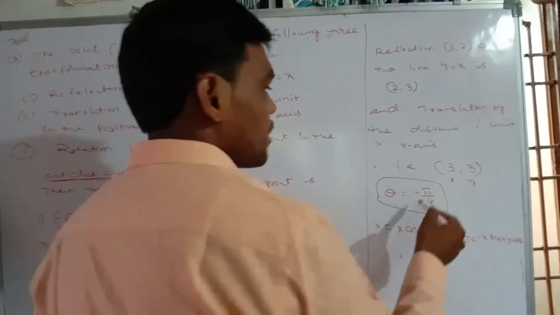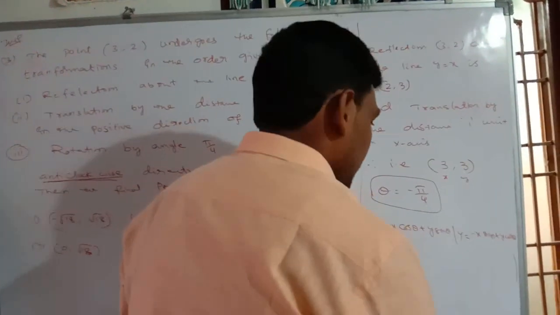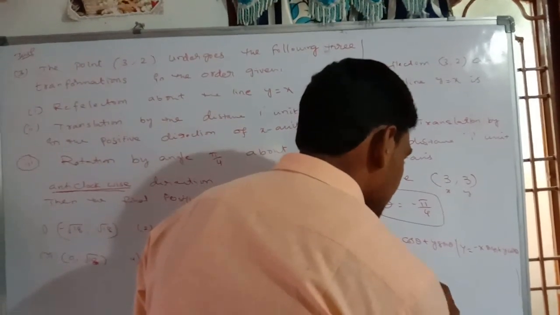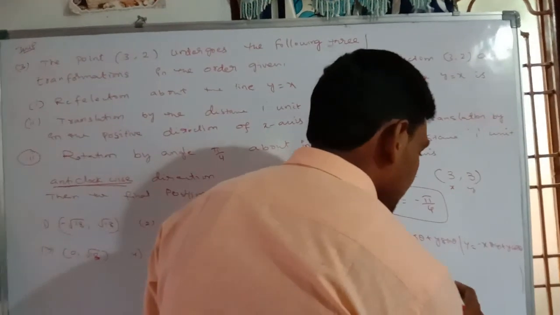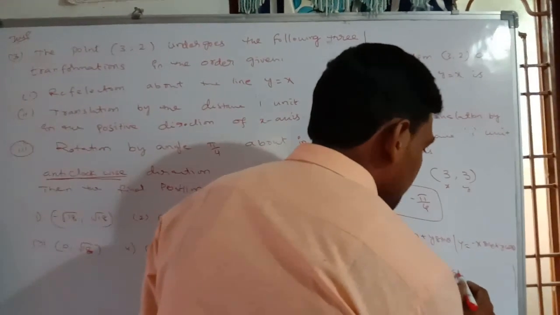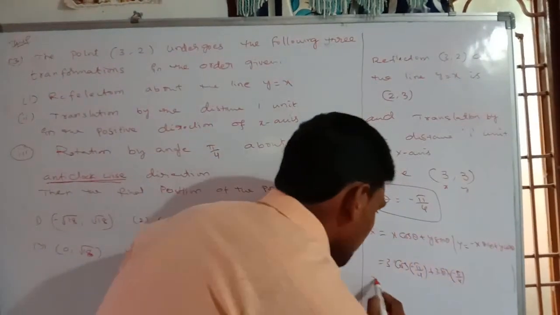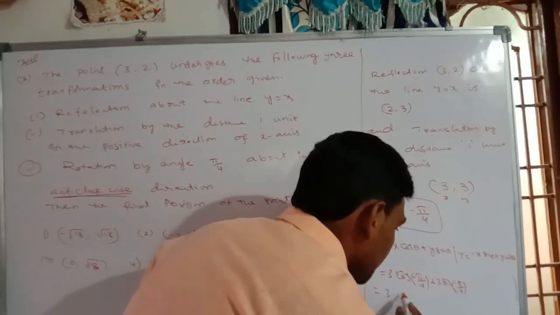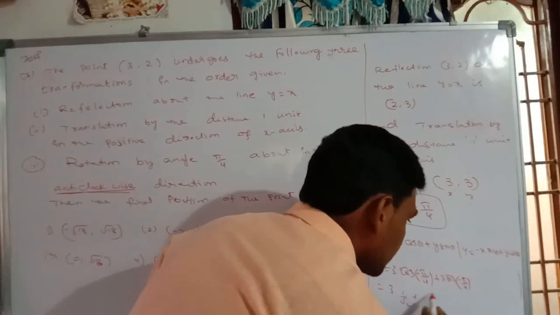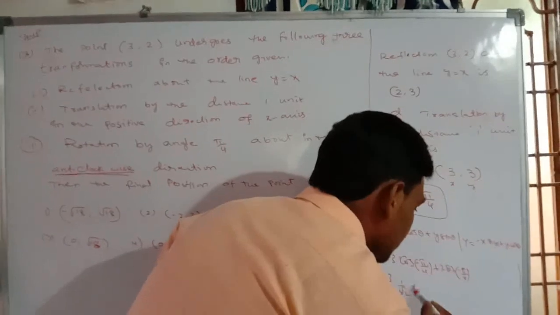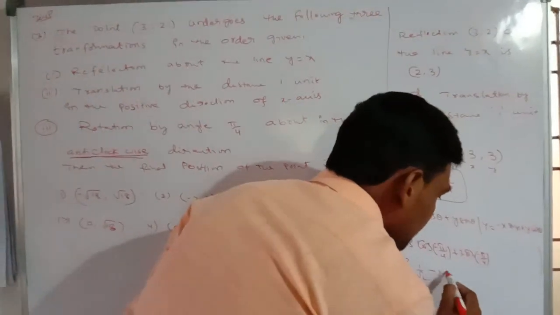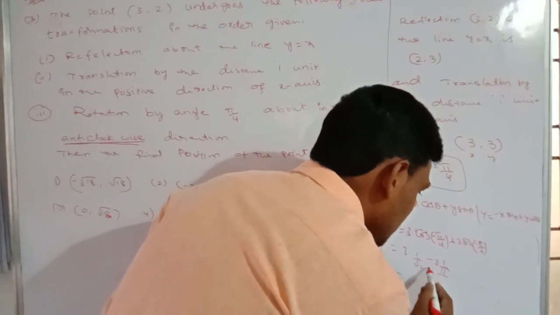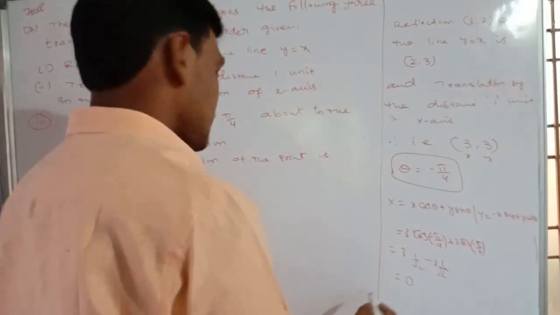Now substituting these values of theta, and small x, capital X and capital Y. So this is small x, and this is cos of minus pi by 4, plus y means 3 into sine of minus pi by 4. Now 3 into cos of minus theta is cos theta, so 1 by root 2, plus sine of minus theta is minus sin theta. That means 3 into sine pi by 4, 1 by root 2. This is 3 by root 2 minus 3 by root 2, which is 0. So capital X is 0.